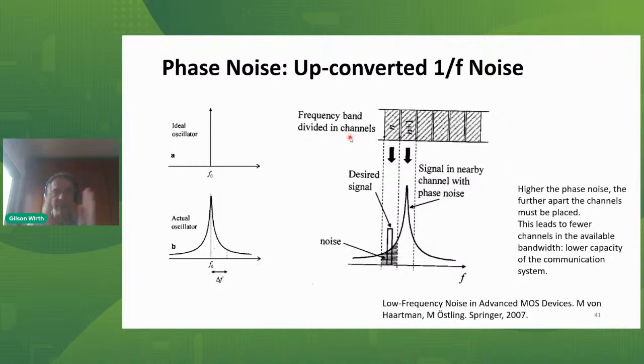But no, you have, let's say, two oscillations, channel one here, channel two here. But now this one gets traps occupied, this one gets traps empty, and the frequencies overlap. So you get interference, overlapped frequencies. What you do, you have to keep them more apart. But keeping them more apart, you can use a smaller number of channels. So higher phase noise means keeping channels further apart, and this leads to fewer channels in the available bandwidth, so a lower capacity of your communication system.